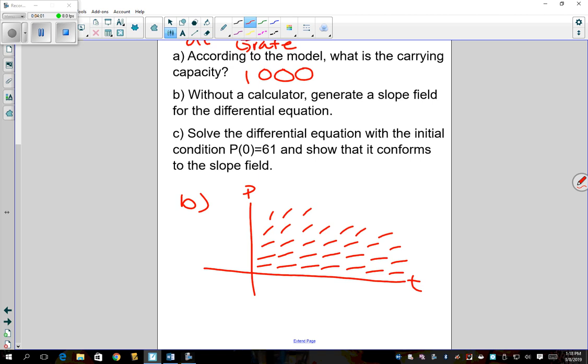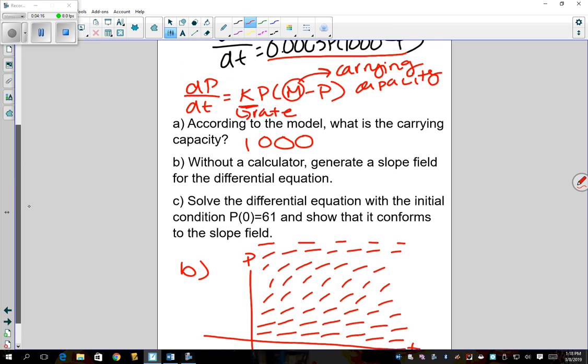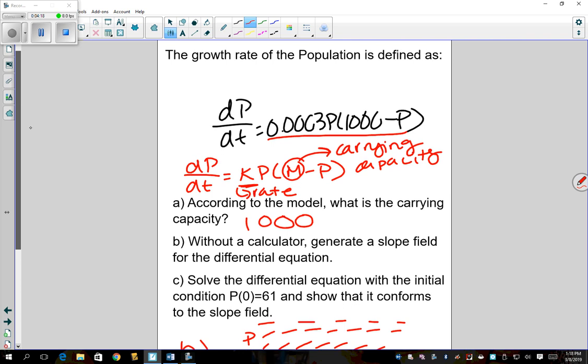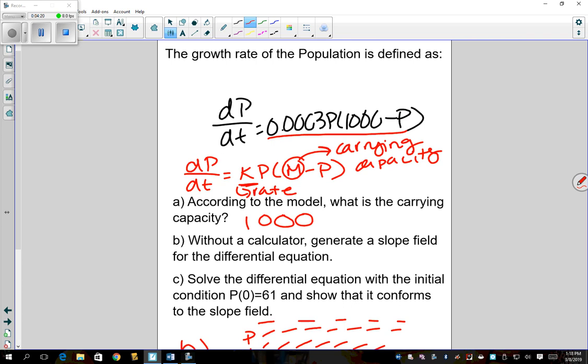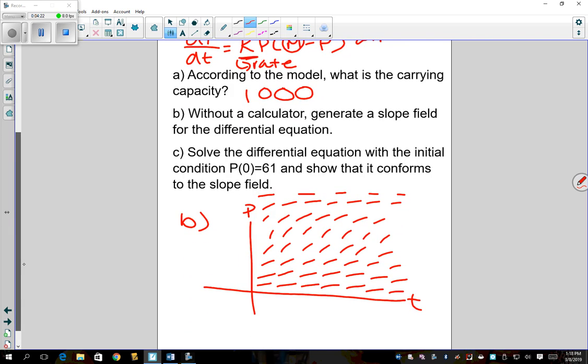I keep going. And then at some point when I plug in P, my slopes are going to start evening out again. So they're going to start getting less steep. And then we're just going to hit that carrying capacity. So when we plug in 1,000, all of our equation is going to 0. And so it's just going to be a slope of 0. And so we can see that our graph is looking something like this.